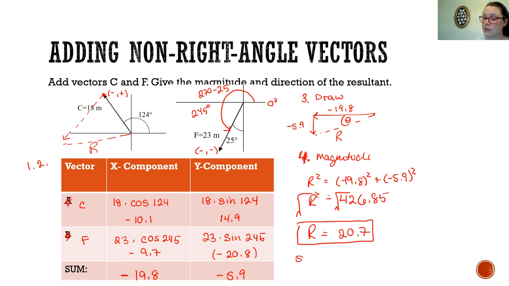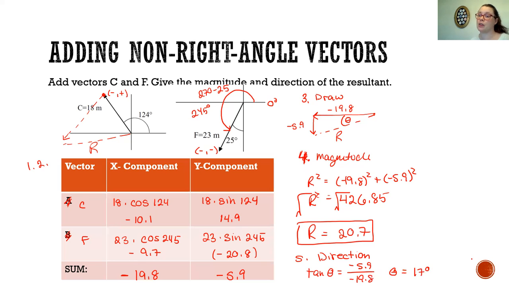Now step 5 is direction. To find the direction, we're going to use the tan of our angle is equal to opposite over adjacent, so negative 5.9 over negative 19.8. The angle is equal to 17 degrees.